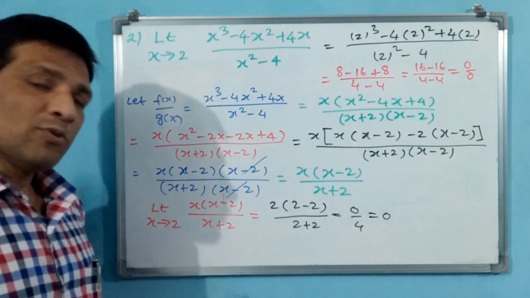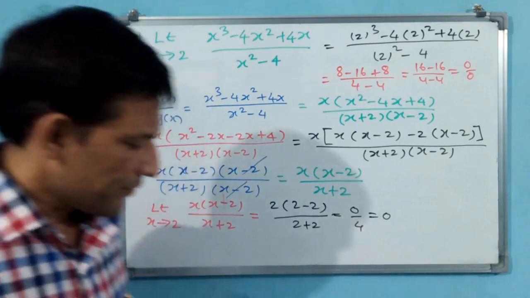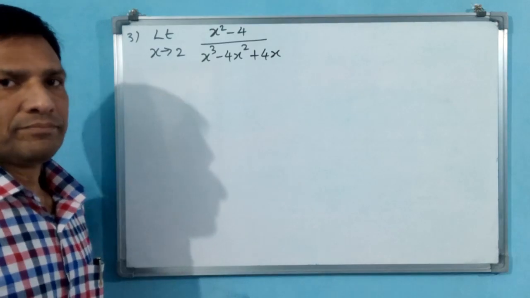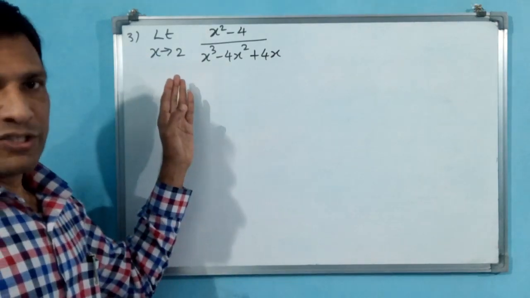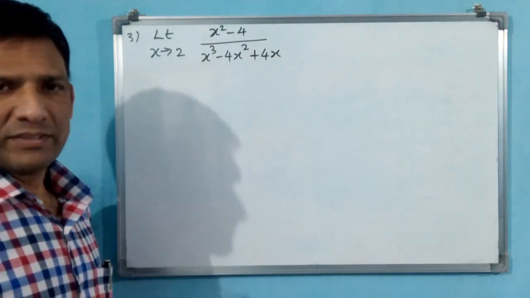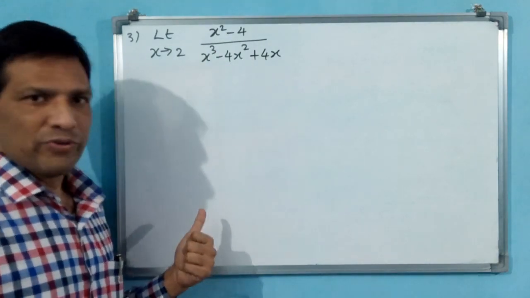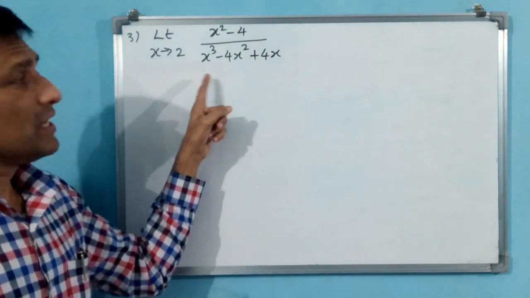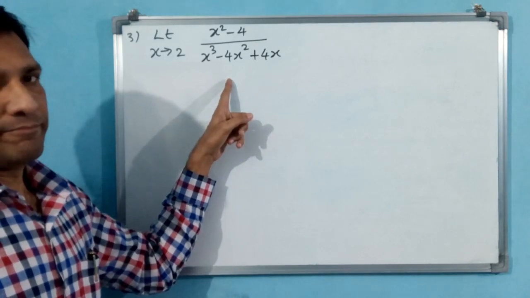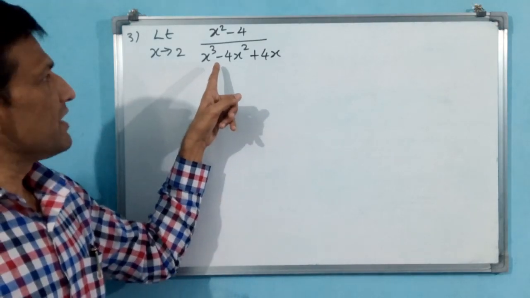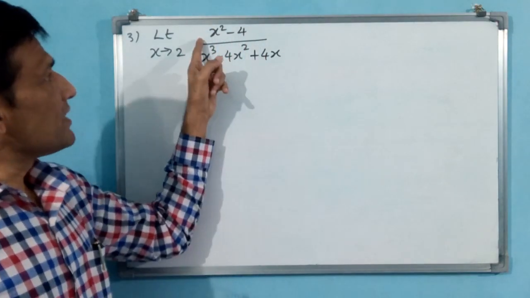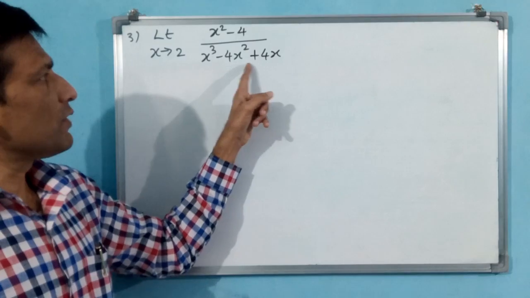Okay. Let us go for the third example. Limit x tends to 2, x square minus 4 by x cube minus 4x square plus 4x. See, this is like the last question only. Same, limit x tends to 2 only. But the last question's numerator has become the denominator in this question. In the last question it was x cube minus 4x square plus 4x divided by x square minus 4. Now it has become x square minus 4 by x cube minus 4x square plus 4x.